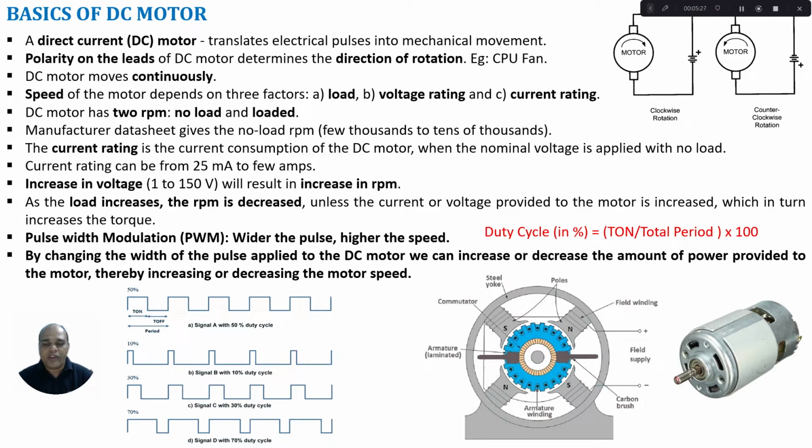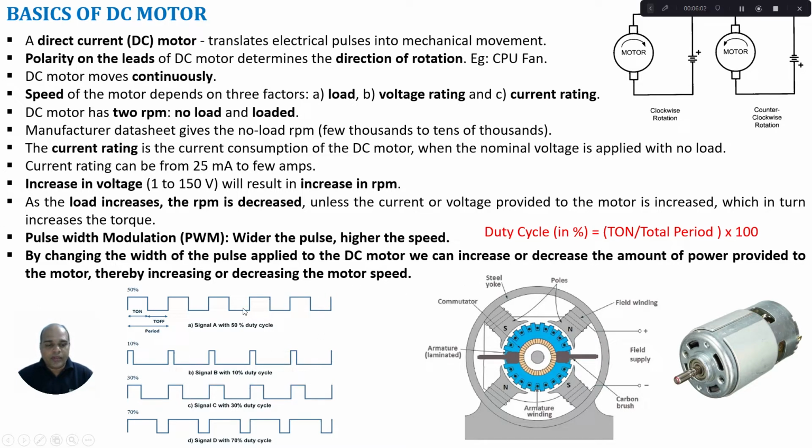The width of the pulse of this square wave is usually represented by a duty cycle. Duty cycle is measured in terms of percentage, which is the on time divided by the total period of the square wave, multiplied by 100. This gives the duty cycle. This duty cycle, which means the on time in the total period, can be varied. By changing it, I can change the speed of a DC motor.